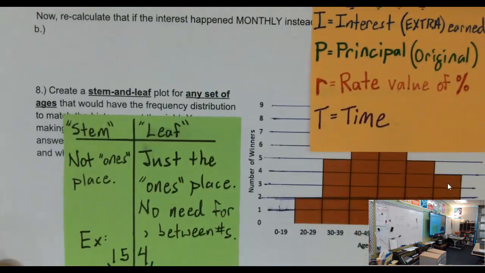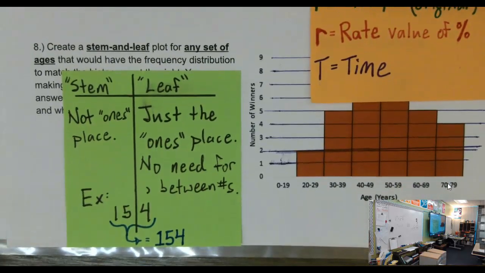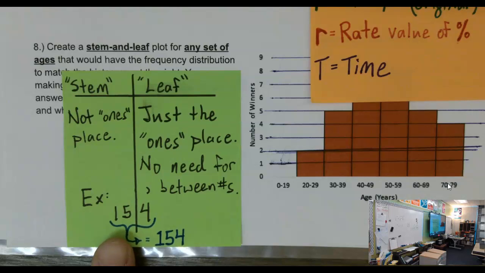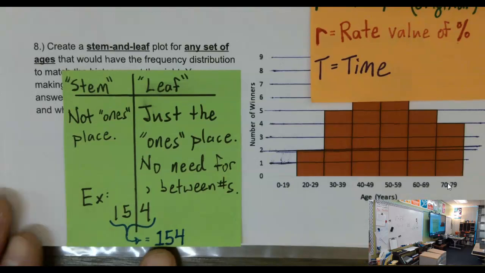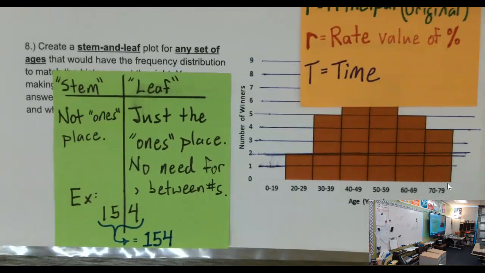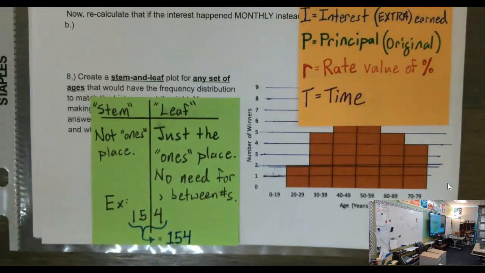Stem and leaf plots. The stem is whatever's not the ones place. The leaf is just the ones place. You don't need commas between your numbers, but you can, if you want. But you don't really need commas between your leaves. So, for example, a stem of 15 and a leaf of 4 is 154. Nobody was 154 years old over here. At that point, they already won the biological lottery.